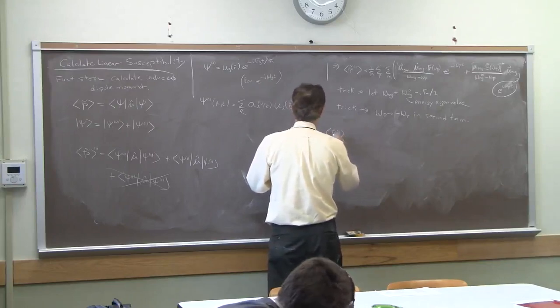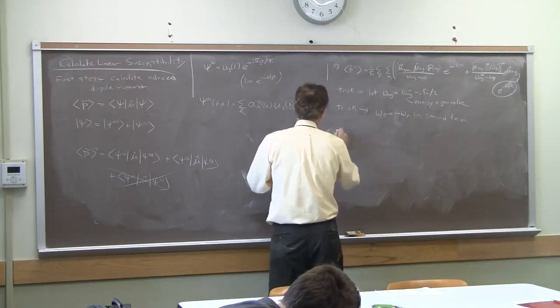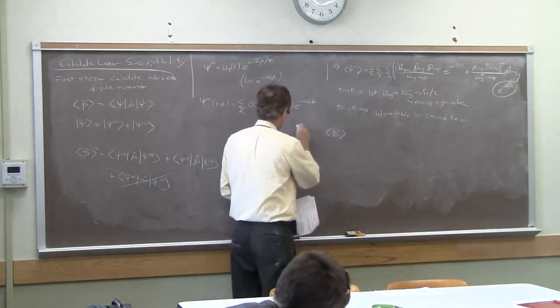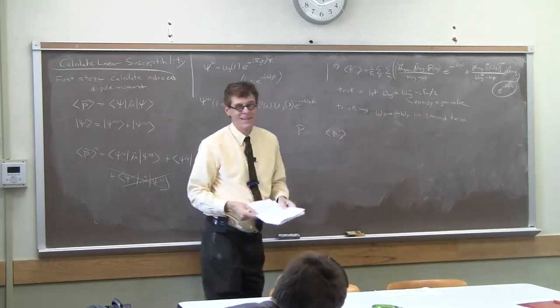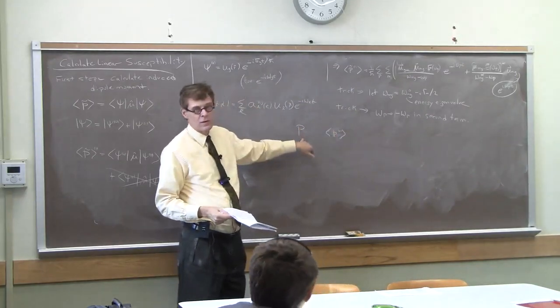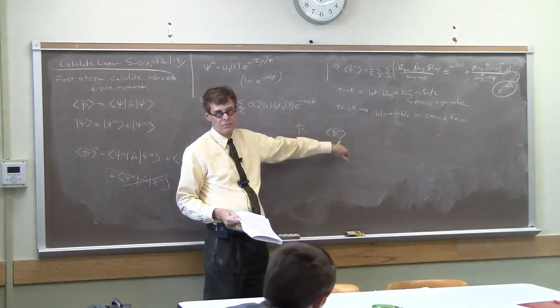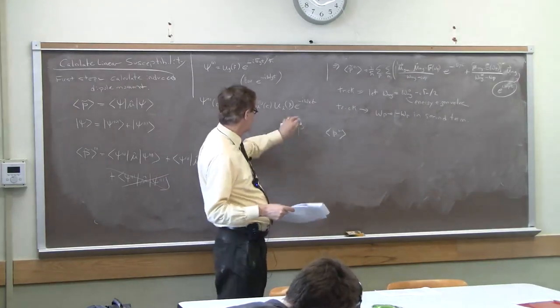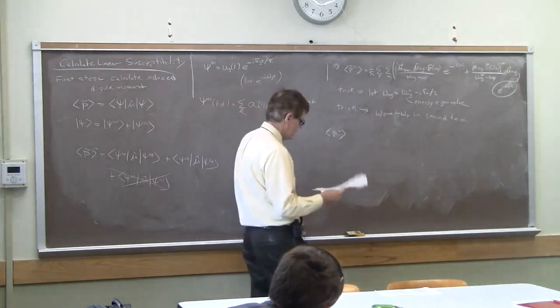p 1, little p. By the way, I try very hard: this is my big P, this is my little p. This was the polarization. This is the dipole moment per atom. Okay, just so that we keep straight, this is not the P that appears in Maxwell's equations. This is the dipole moment per atom.